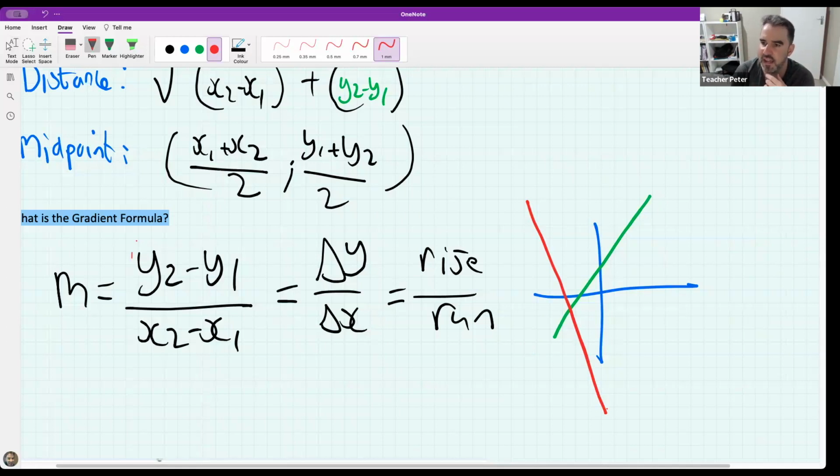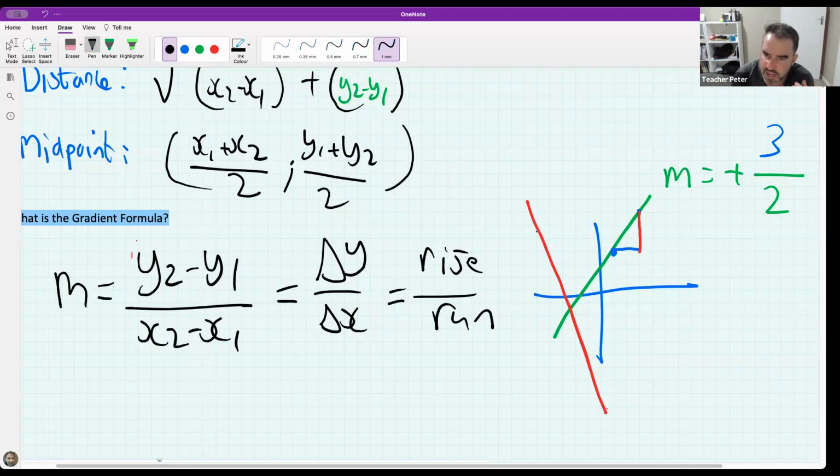Now, in grade 9, one of the ways of getting the gradient is just to take 2 points on a line and go, how much do I go across? How much do I go up by? So, for example, the green line here has a positive gradient. Since it's gone across by 2, the change in x is 2, the change in y is 3, we say that the gradient of the green line is positive 1.5. That would be if we were just counting blocks.